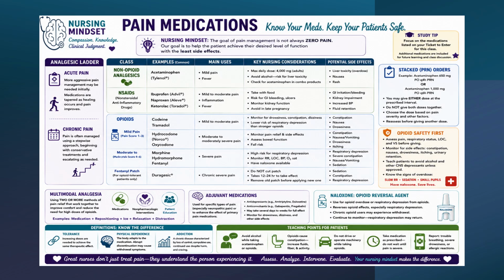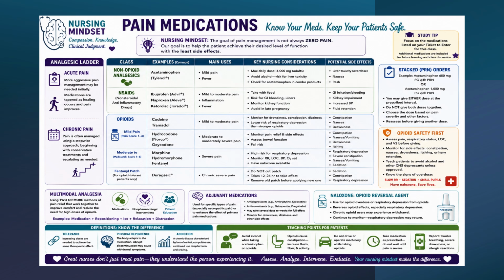Another concept you'll encounter is stacked PRN orders. Sometimes a provider writes 2 different doses of the same medication depending on the patient's pain level. So for example, a patient may have an order for acetaminophen 650 milligrams for mild pain, and they might have an order as well that includes 1,000 milligrams for moderate pain. These are either/or orders. You select the appropriate dose based on your assessment. Never do you administer both doses together. This is another reminder that nursing assessment always comes before medication administration.